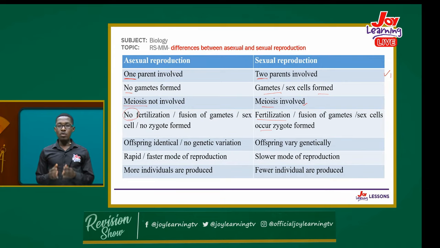If you take human beings, and most sexual reproduction, few organisms are produced. Even with external fertilization, the reason why they fertilize externally and produce a lot of eggs and a lot of sperm is that there's always a tendency that some of the sperm will not meet the egg. Some of the fertilized zygotes may not get the conditions necessary to survive. So by the end of the day, the number of organisms they produce is usually few as compared to asexual reproduction. So the last point is more individuals are produced versus fewer individuals are produced. Before that point, rapid as against slow.